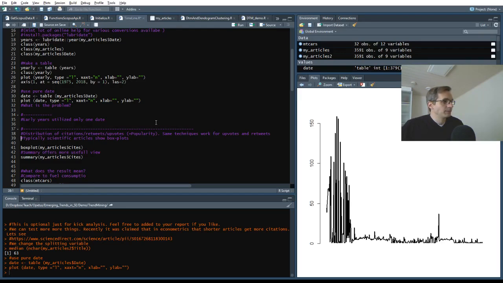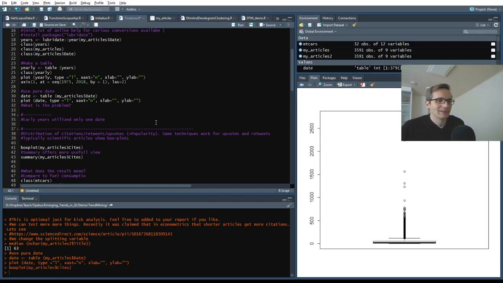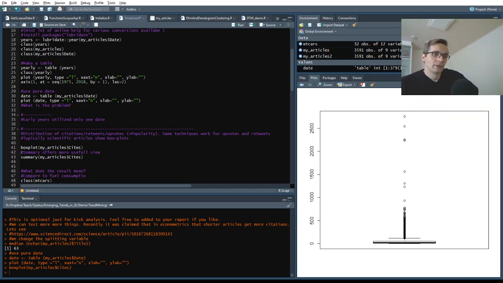And in line 41 we do a box plot of the citations to the papers that have been published in journal. We can see the result in here. However, we can see that this result is not really so informative. We can see the number of citations is on the y-axis.